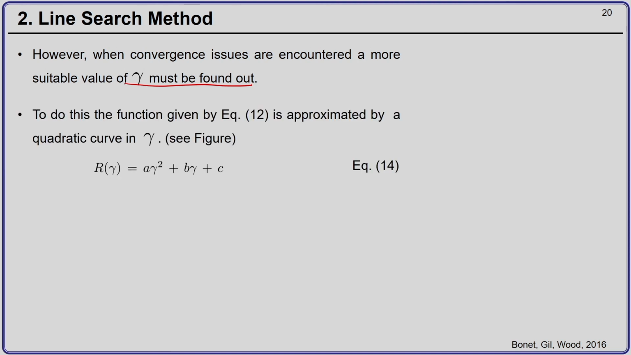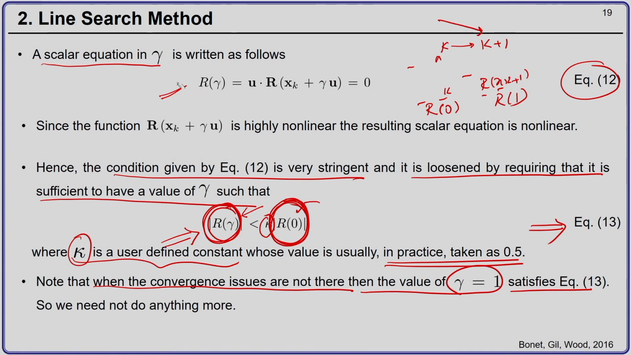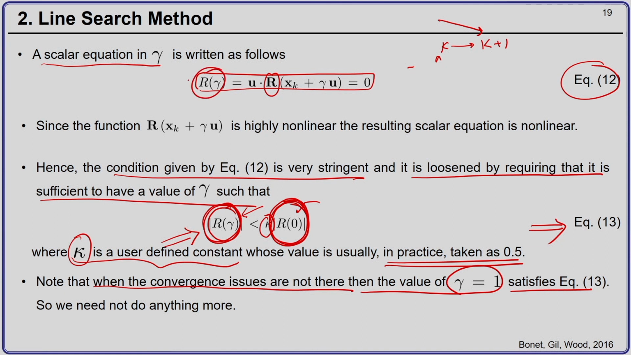And how do we do that? We do that by approximating the function given by equation 12. Equation 12 is an unknown function in gamma. Remember, r is a highly nonlinear vector, and therefore r gamma will be a highly nonlinear function in gamma, which is not known, or you cannot actually derive that.